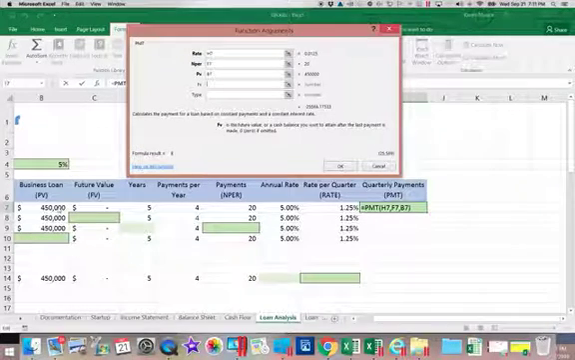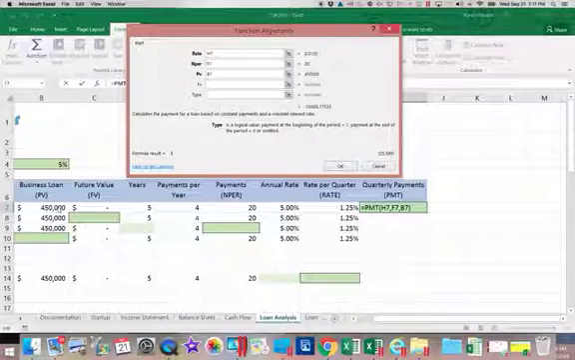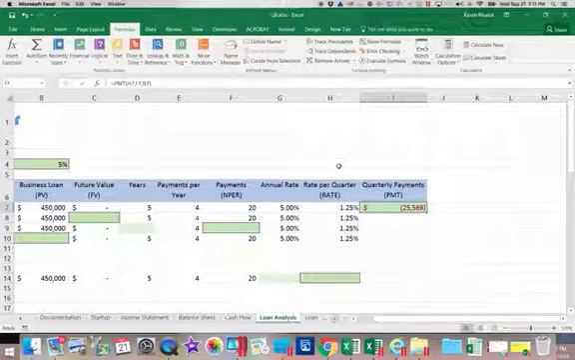The type has to do with the timing of the payments, whether they are at the beginning of the period or the end of the period. For this class, you should leave this blank unless specifically stated otherwise. So now you can see that we would have a payment of about between $25,000 and $26,000.